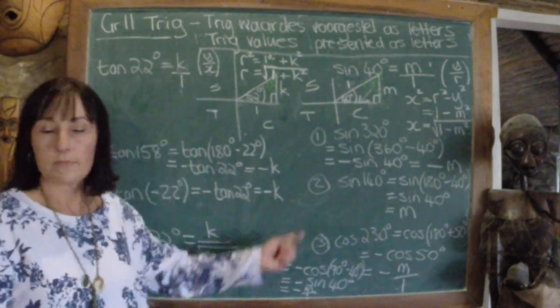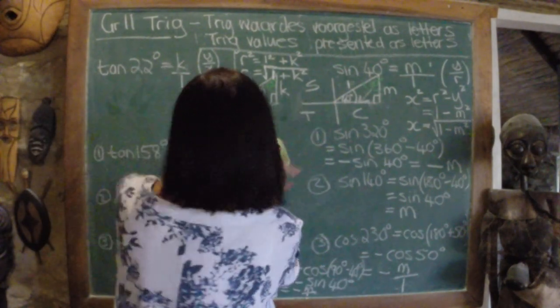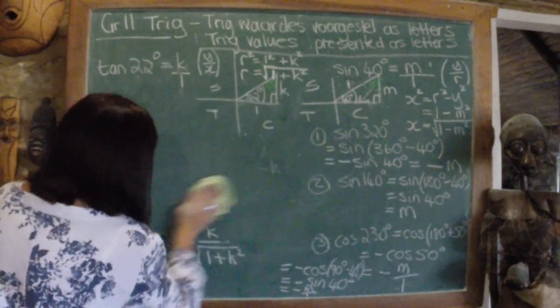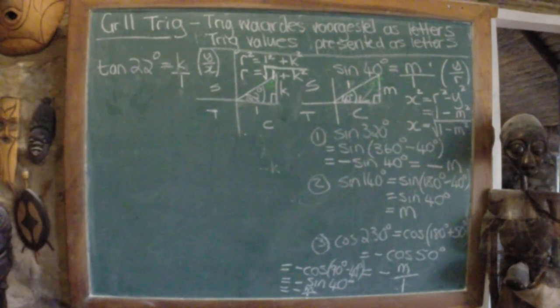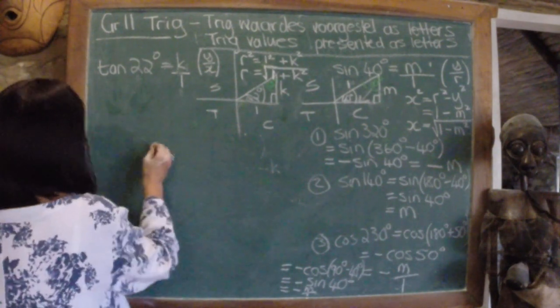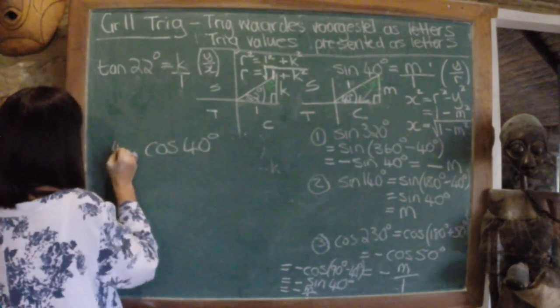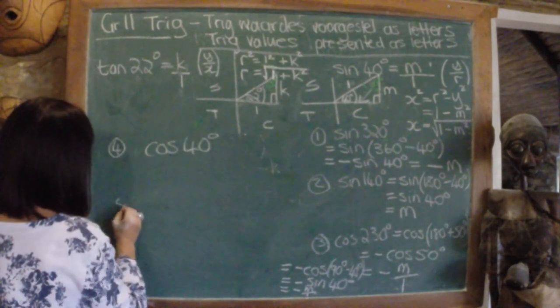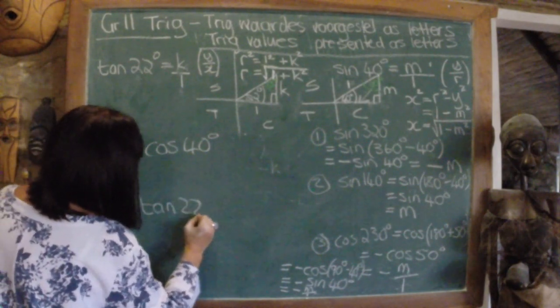Let's do two more on this sketch. The cos of 40 and the tangent of 220. The cos of 40, that's number 4, and number 5, the tangent of 220.